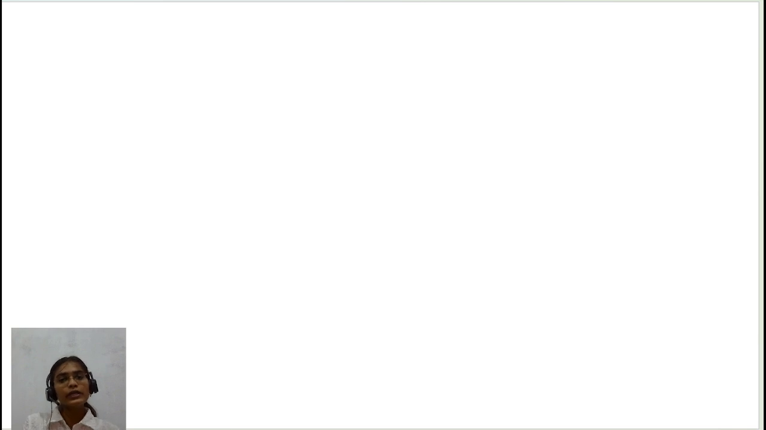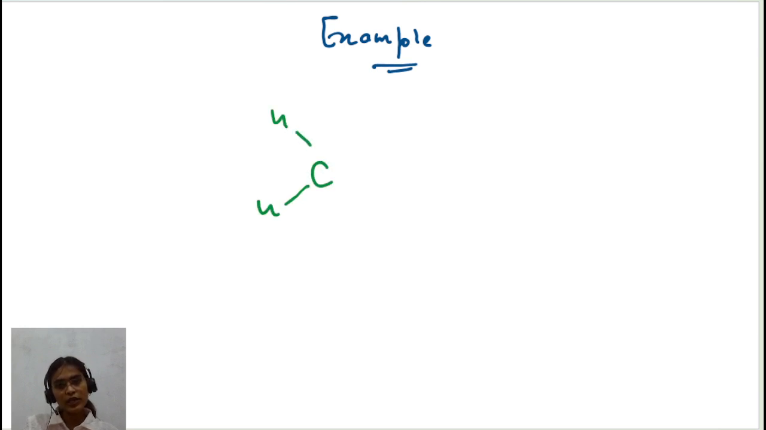For example, let's just consider a simple example here. I'm having a carbon connected with a hydrogen, one more hydrogen, and one more hydrogen, let's say. And this is how our X group is connected, at the wedge position. Let's add some groups so that we can find out the configuration. This is my CH3 and this is my CH2CH3.